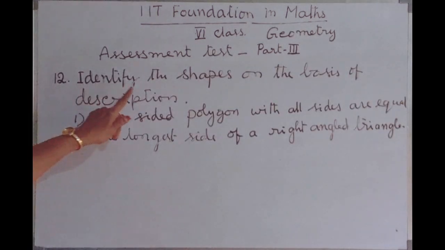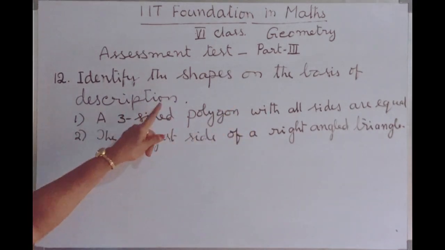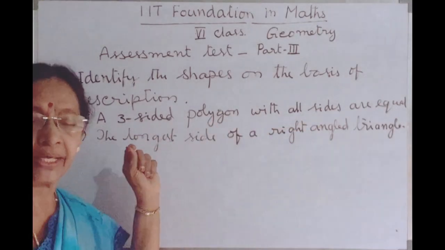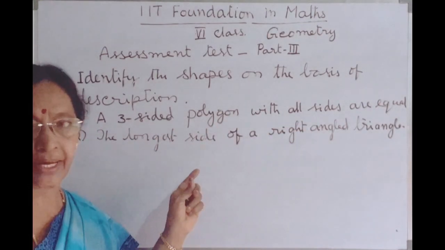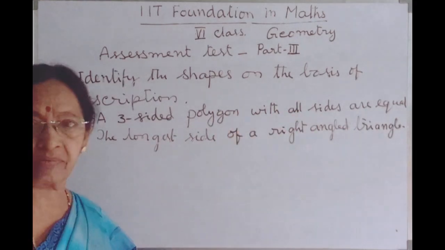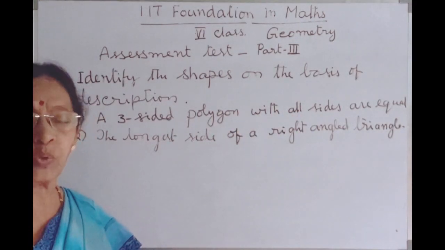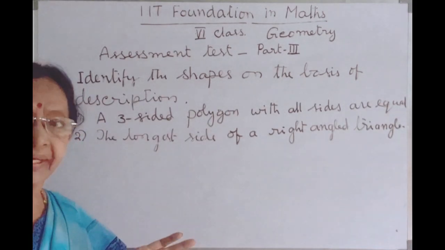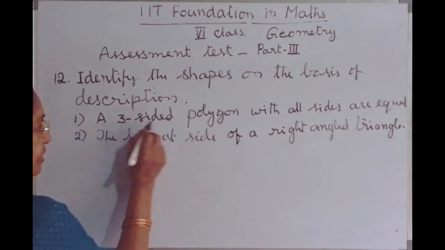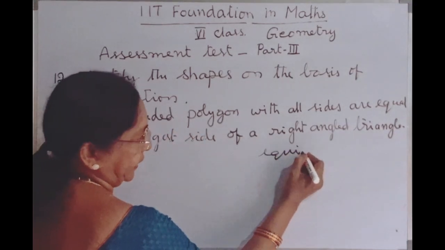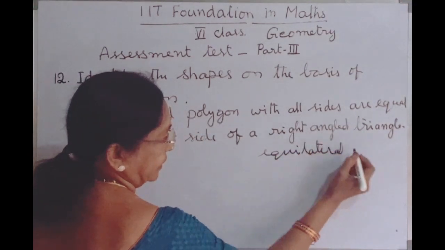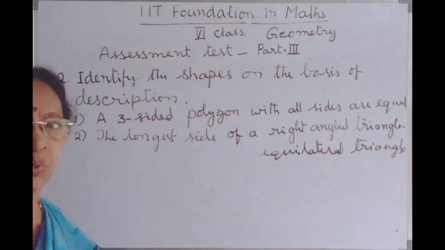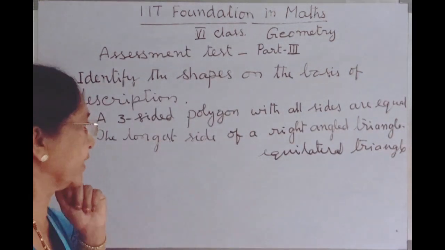Next, 12th problem, identify the shapes on the basis of description. First one, a 3-sided polygon with all sides equal. A 3-sided polygon is a triangle and all sides are equal. Therefore, a triangle whose sides, all the sides are equal, is called an equilateral triangle. Therefore, the answer for this one is equilateral triangle. A triangle whose all 3 sides are equal is called an equilateral triangle.